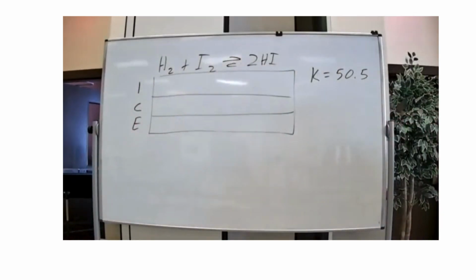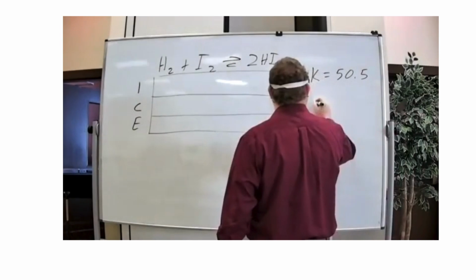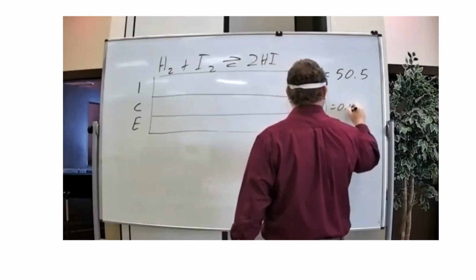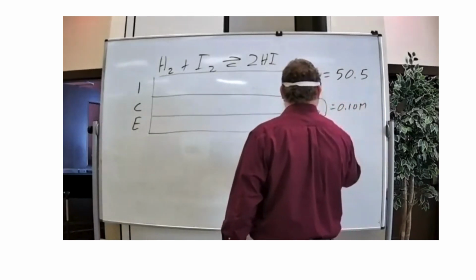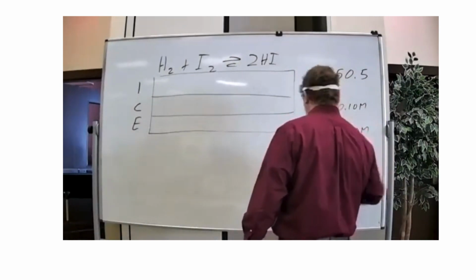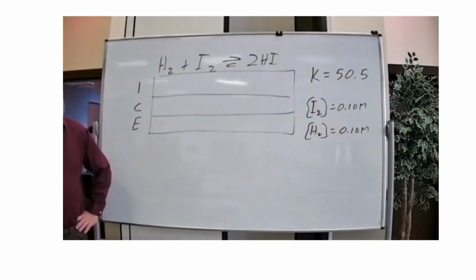Okay, and I'm going to start with a simple calculation here. We're going to assume that at the beginning, H2 and I2 have an initial concentration of 0.1 molar, and the HI concentration is 0.